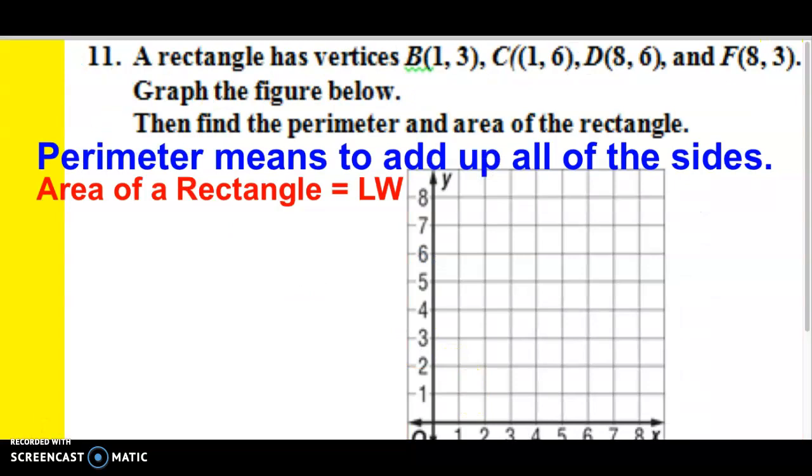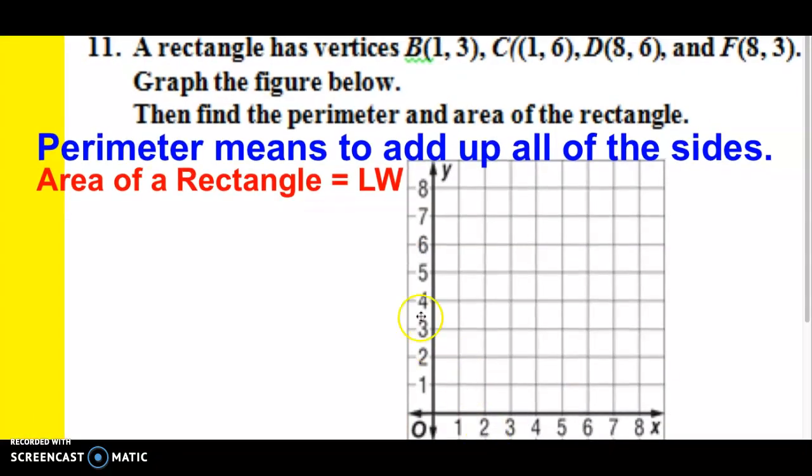Here, again, you're going to graph these points, and then you're going to connect them to form a rectangle. Perimeter, you're going to have to figure out what the length and the width are, and you're going to add up all the sides for perimeter, and you're going to multiply the length and the width for the area.